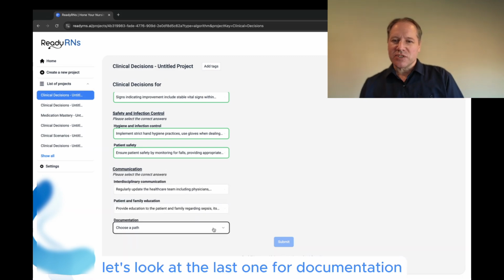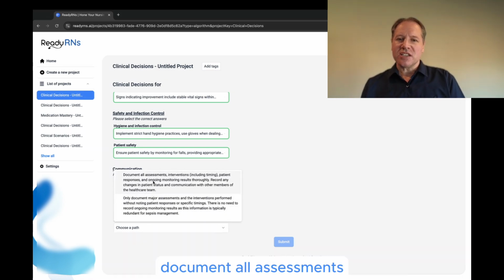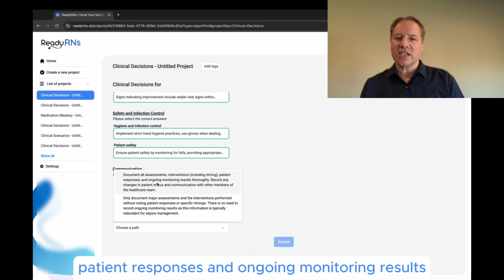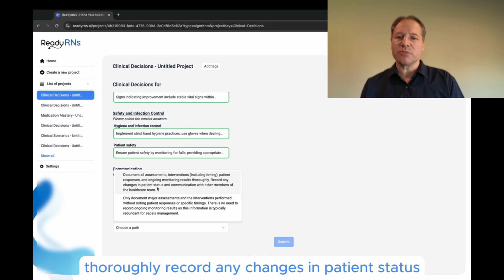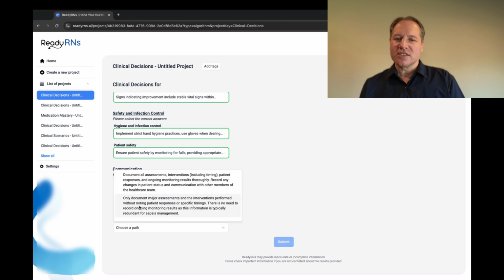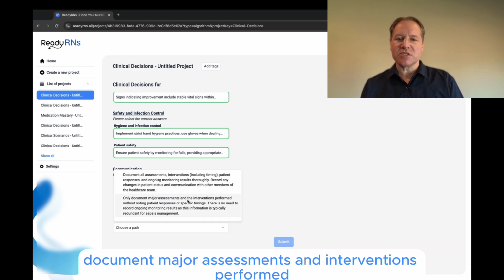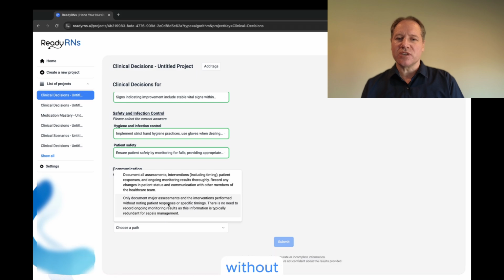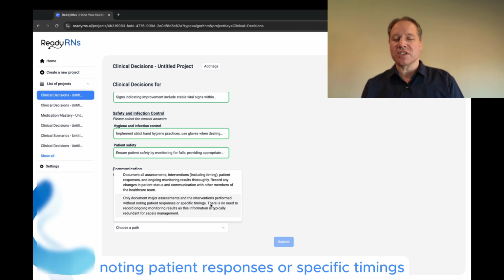Let's look at the last one for documentation. Document all assessments, interventions, including timing, patient responses, and ongoing monitoring results thoroughly. Record any changes in patient status and communication with other members of the healthcare team. That sounds pretty good. Look at this one. Only document major assessments and the interventions performed without noting patient responses or specific timings.